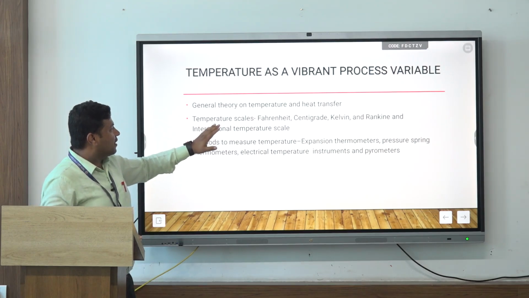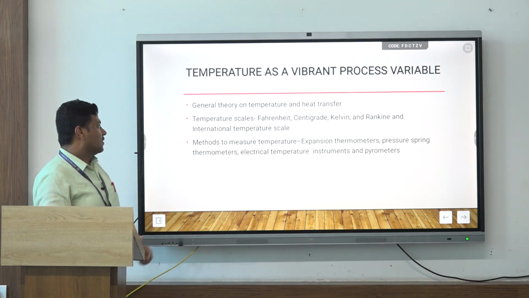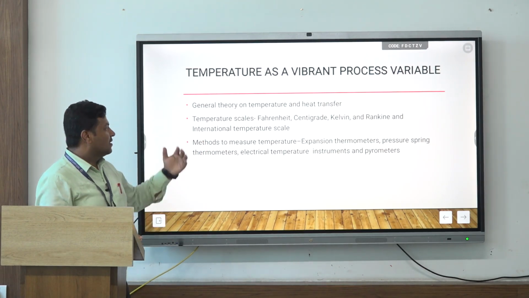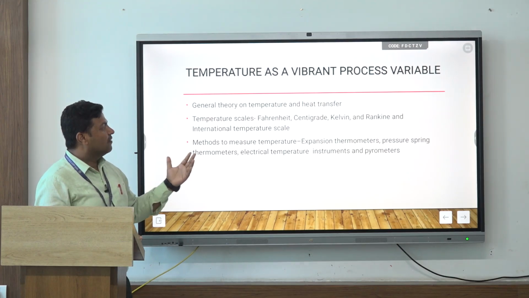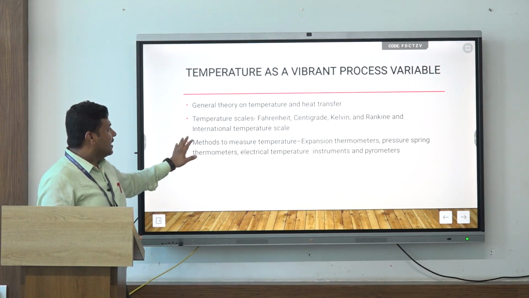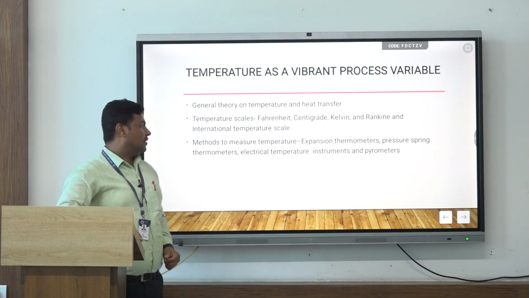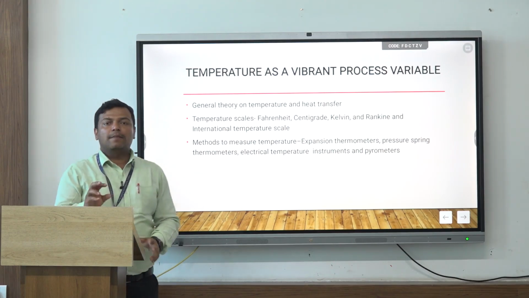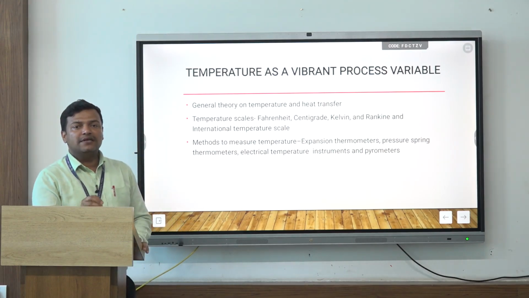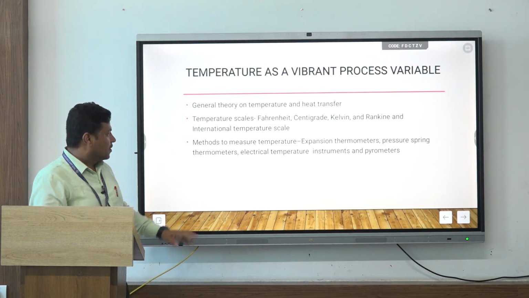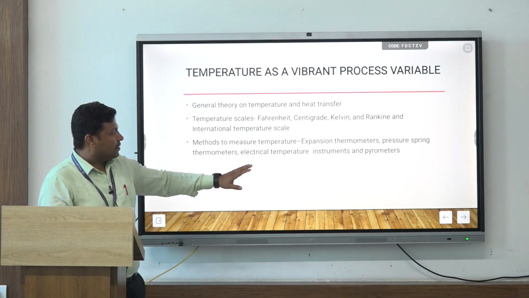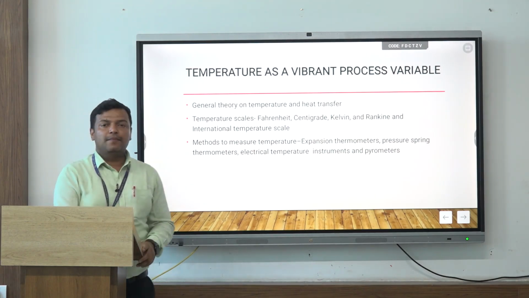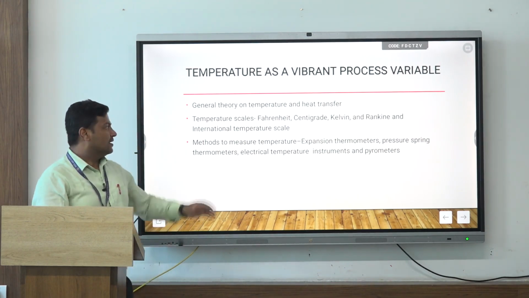General theory on temperature and heat transfer. Next is temperature scales. There are various types of scales such as Fahrenheit, centigrade, Kelvin and Rankine, and the international temperature scale. Next is methods to measure the temperature. By which various methods do we measure the temperature of a commodity? These include expansion thermometer, pressure spring thermometer, electrical temperature instruments and pyrometer. We will see this content one by one.